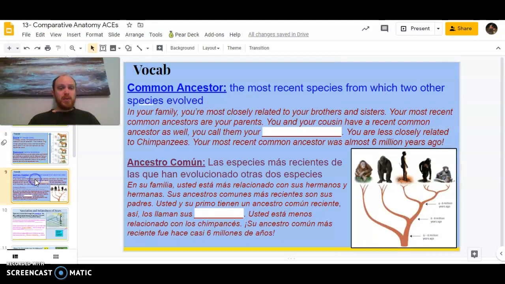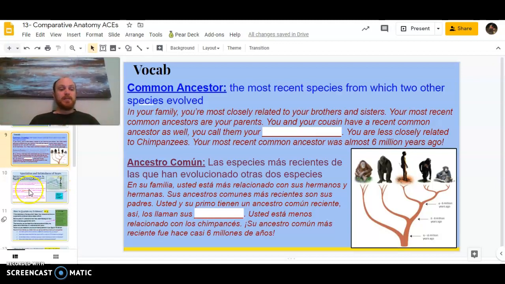So that's important. And again, common ancestor keeps coming up, and we're going to talk about it again today. It's the most recent species from which two other species evolved. We're going to talk about having a recent common ancestor, like your parents, your grandparents, maybe even 1,000 years ago, 1,000,000 years ago, and a common ancestor from a long time ago, 100 million years ago, 1,000,000,000 years ago. We're going to compare how long ago we shared a common ancestor.